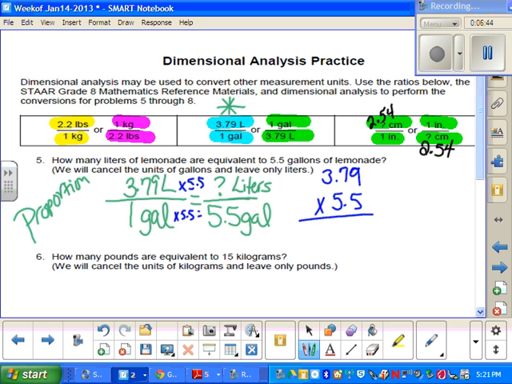9 times 5 is 45, so 5 carry your 4. 7 times 5 is 35, plus 4 is 39. 15 plus 3 is 18. Your 0 for the filler. Wow, Miss Gesh is fast. All right, so we know that in 3.79 liters we have 20.845 liters.